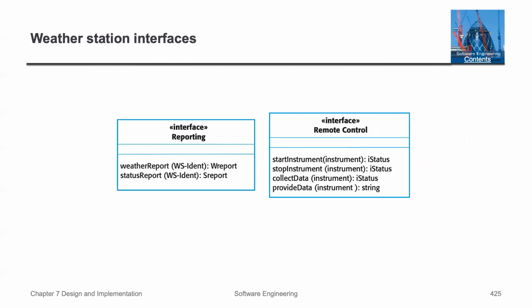So here is looking at the interfaces for the weather station. So you have reporting and control, and there's various things that you can be requesting from the weather report. You can identify, you can get the status of the weather station for remote control. You can also do various things as well and get information back.